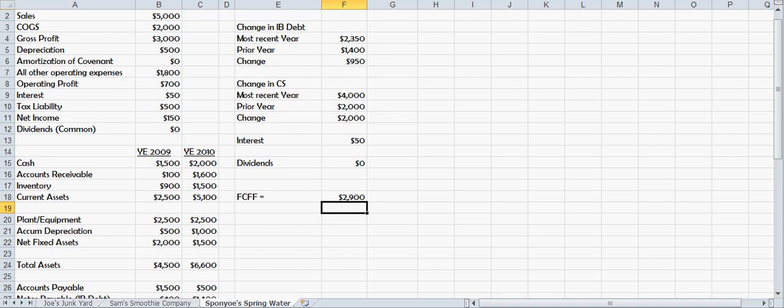What does this mean? This means that we had to go out and raise money in order to support our operations and our changes in our balance sheet. So we borrowed an additional $950 from the bank, and we issued $2,000 more in stock. We used part of that money that we raised to pay our interest, which was $50, and had we paid out any dividends, that would have also used up some of it. But in this particular case, we raised $2,950. We used $50 of it for interest, leaving us with $2,900 to support our operations and asset activity.